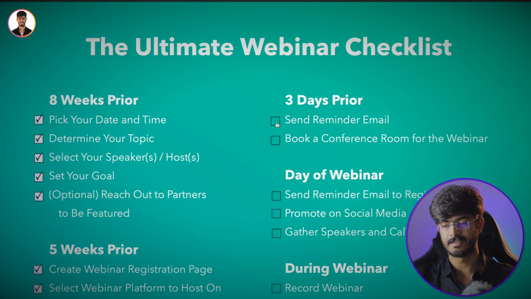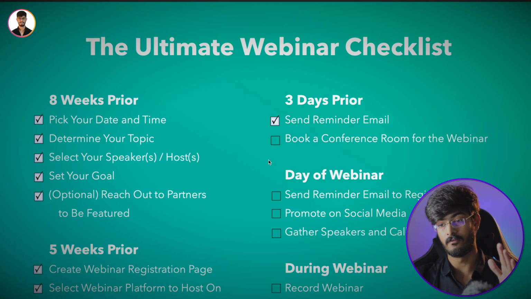3 days prior, again send reminder emails to all the registrants that your webinar is on this date and all that. Next is book a conference room. We don't need this. We are organizing on software, so you can use Zoom or other software to organize a webinar.